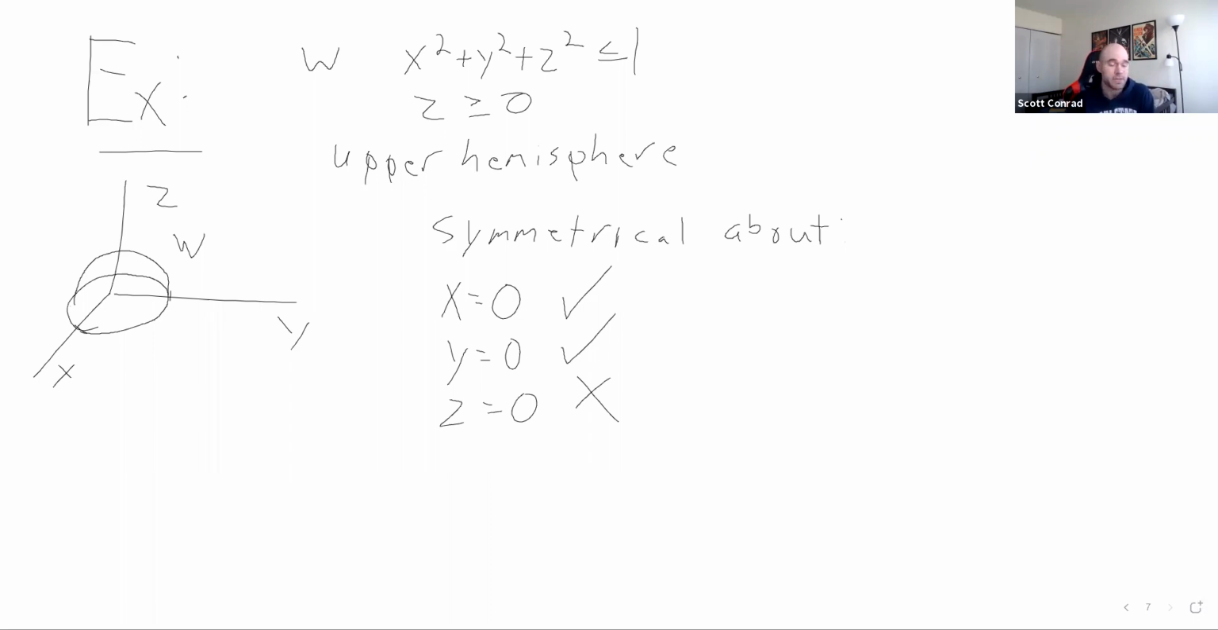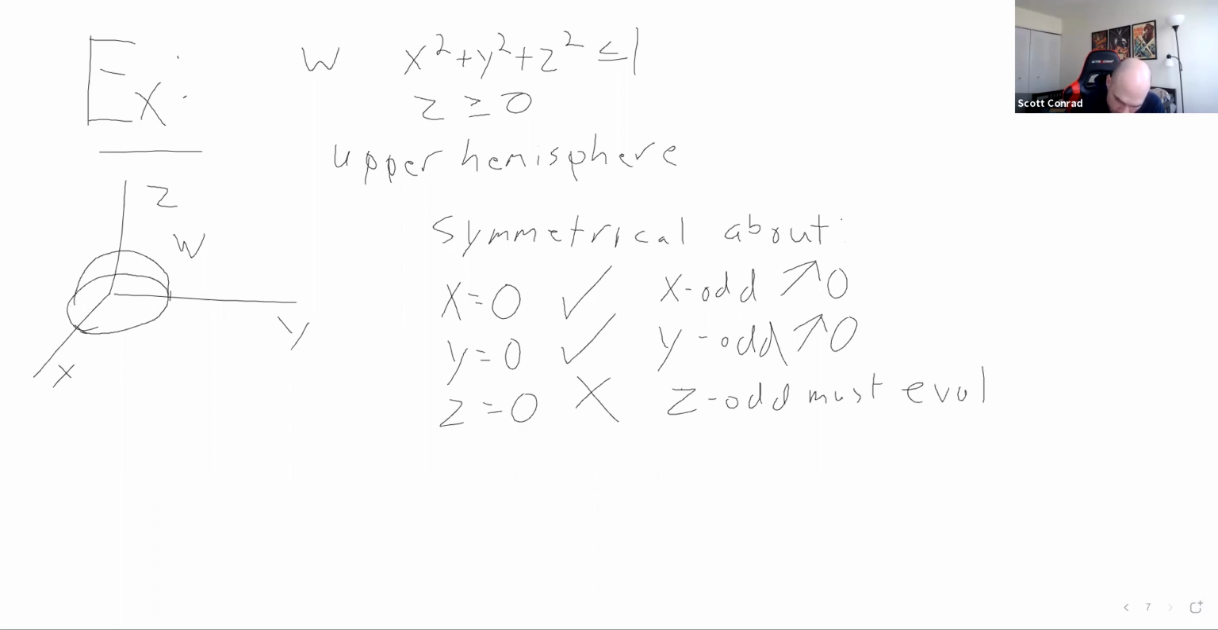Because it's symmetrical about x equals 0, any x odd terms are going to integrate to 0. Same, because it's symmetrical about y equals 0, any y odd terms are going to integrate to 0. But because there's no symmetry in z, if it's just z odd, we must evaluate that term. If it's x odd or y odd or both, it's going to 0. But if it's only z odd, we can't say anything. And if it's neither x odd, y odd, nor z odd, of course, we can't say anything either.